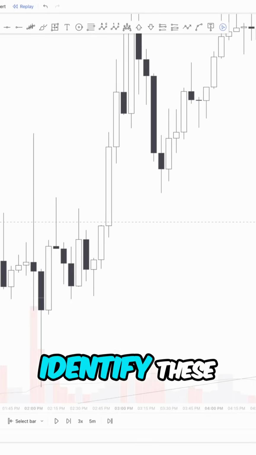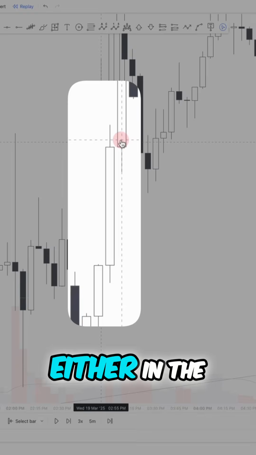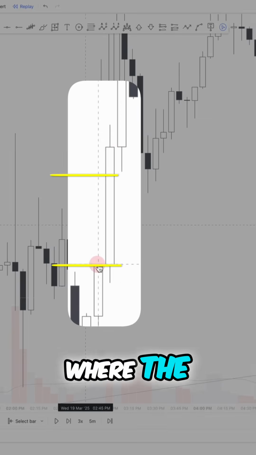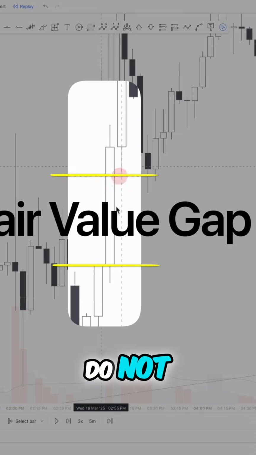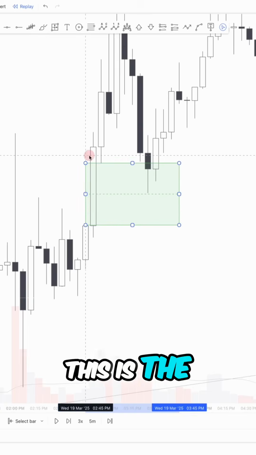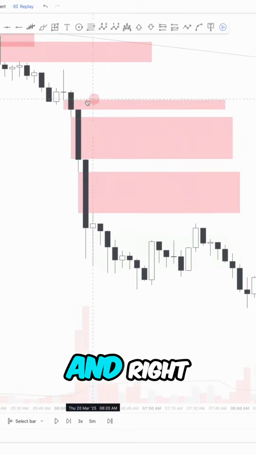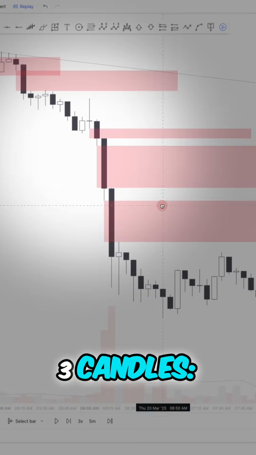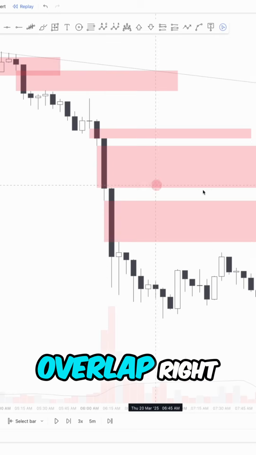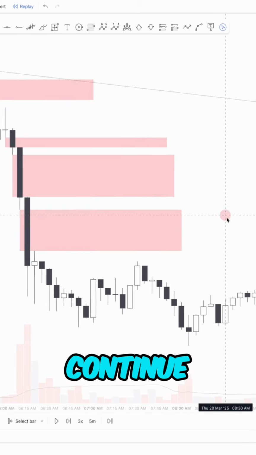Okay, and the way that we can identify these on a chart is basically we need 1, 2, 3 candles, either in the up direction or the down direction, where the first wick and the third wick do not overlap on the second candle. So you'll see this is the high of the first candle, and this is the low of the third candle. In between here is going to be a bullish fair value gap. And right here we have 1, 2, 3 candles, first wick, third wick, price doesn't overlap right here, creating a bearish fair value gap that is likely to continue moving to the downside.